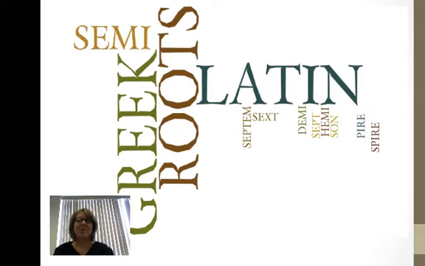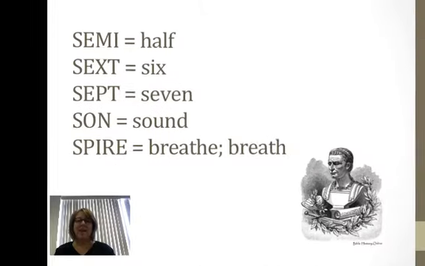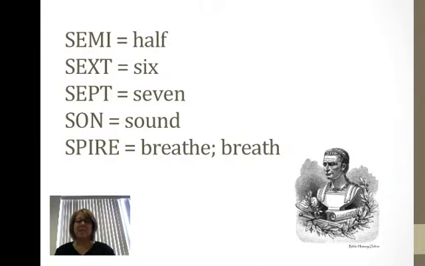Okay, we're back today with Greek and Latin roots, and today we're going to talk about semi, sext, sept, son, and spire. Let's look first at what each of them means. Semi means half, sext means 6, sept means 7, so we've got more of those number words this time. Son means sound, and spire is breathe or breath. And this time, they all come from the Latin.